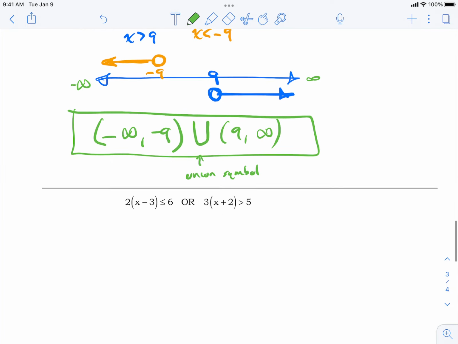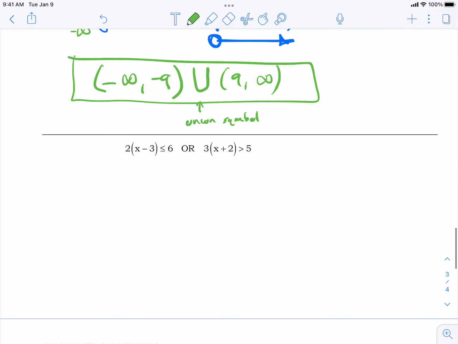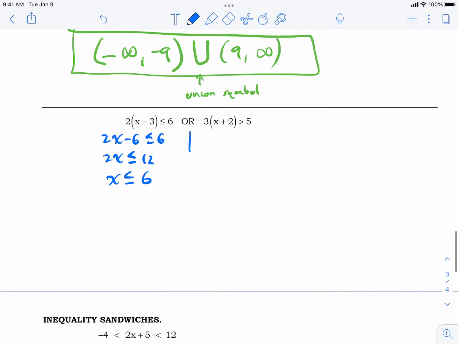Okay. And what do we got here? Hey, you might want to pause and try this one too. You want to try this one yourself? Pause. Come back. Okay. So the first thing you do, of course, is you just consider each of these things separately. So just looking over here, I got some distributing to do. 2x minus 6 is less than or equal to 6. I'm going to add 6 to both sides. 2x is less than or equal to 12. I'm going to divide both sides by 2. X is less than or equal to 6.